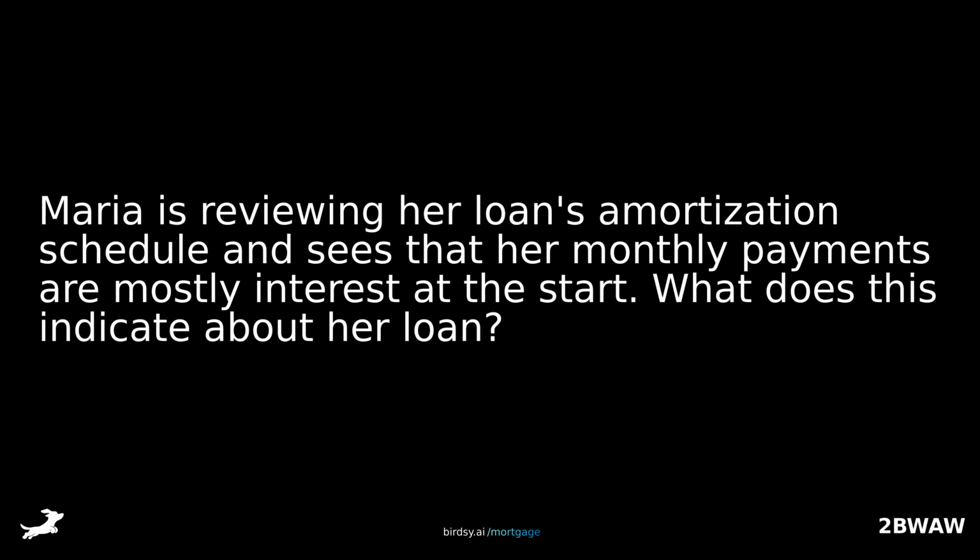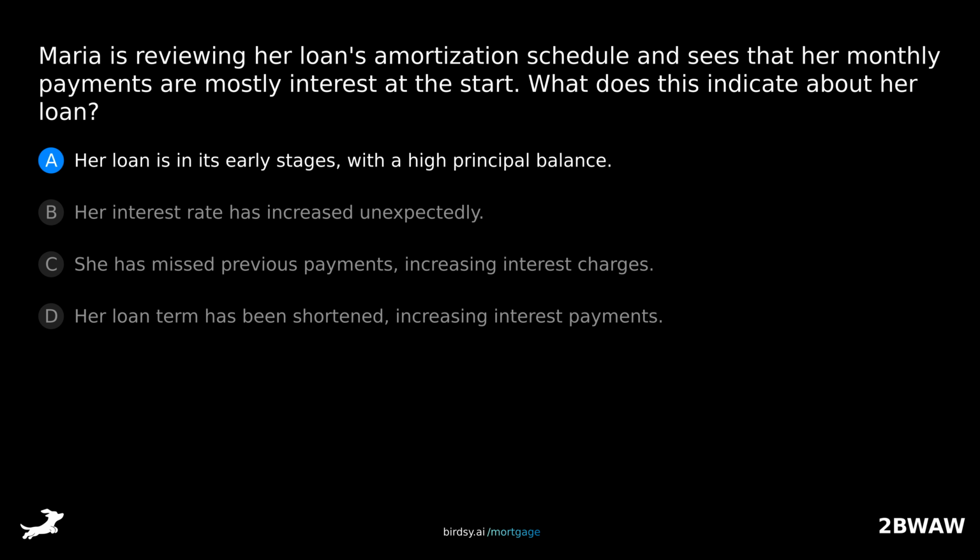Maria is reviewing her loan's amortization schedule and sees that her monthly payments are mostly interest at the start. What does this indicate about her loan? Is it A, her loan is in its early stages with a high principal balance? B, her interest rate has increased unexpectedly? C, she has missed previous payments, increasing interest charges? Or D, her loan term has been shortened, increasing interest payments?